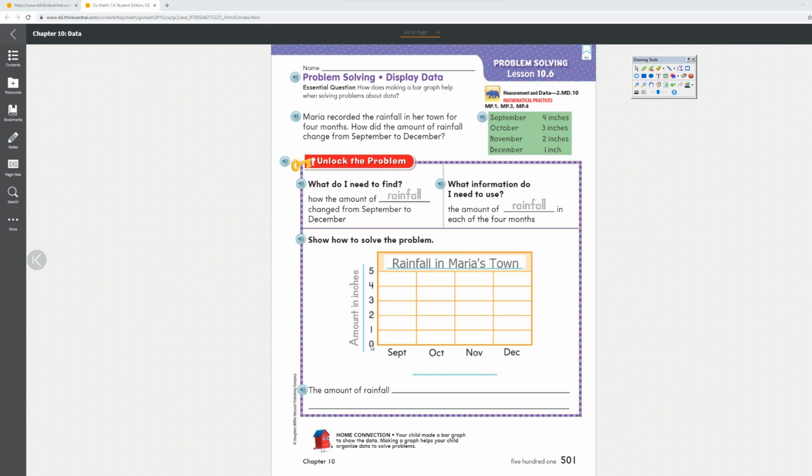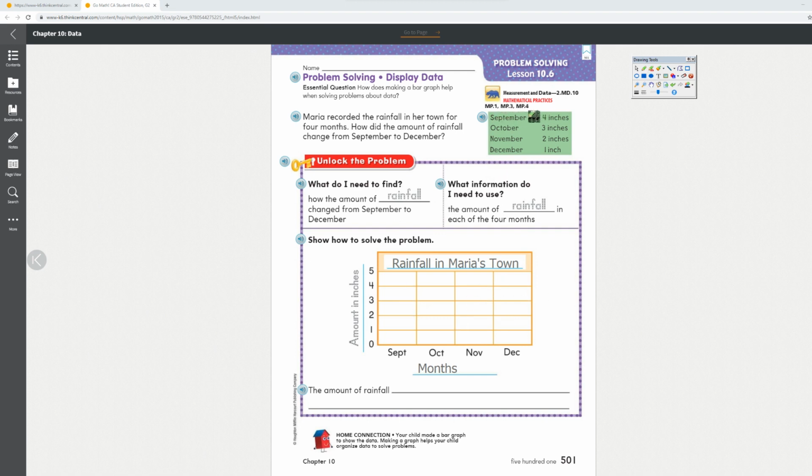Alright, and then we have here from 0 to 5, this is the amount of rainfall in inches. And then here we have the 4 months. So for the bottom line, we can write down what all of these categories have in common. September, October, November, December, those are all months. So now we can start filling out the bars for the information.